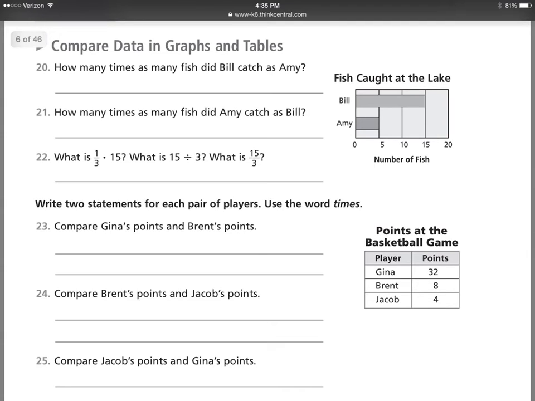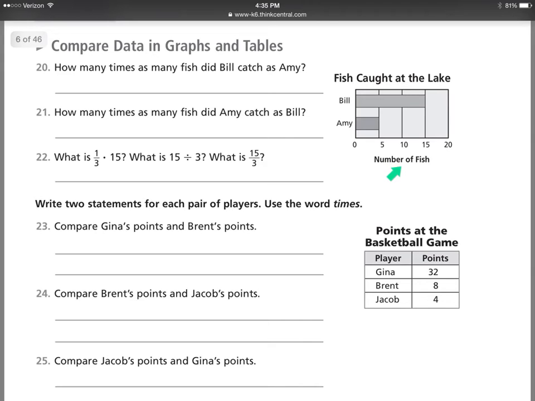Number 20 says, how many times as many fish did Bill catch as Amy? If you look at the fish caught over here in this graph, and whenever I see a graph, the first thing I want to do is try to figure out what the graph is telling me. And in order to do that, you really need to read everything on the graph. The graph is telling us the title is fish caught at the lake. So they're representing how many fish are caught at the lake.